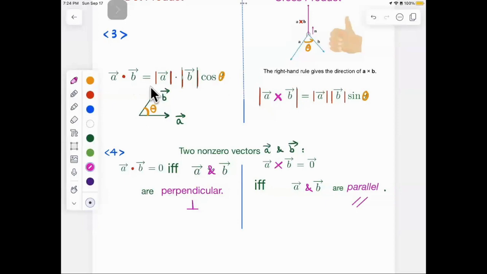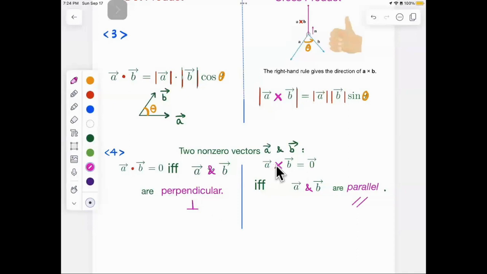Vice versa, if A dot B equals 0, where A and B are non-zero vectors, then the magnitudes of A and B are not 0. The only possibility is cosine theta equals 0. And theta being from 0 to pi, theta has to equal pi over 2. So A and B will be perpendicular.